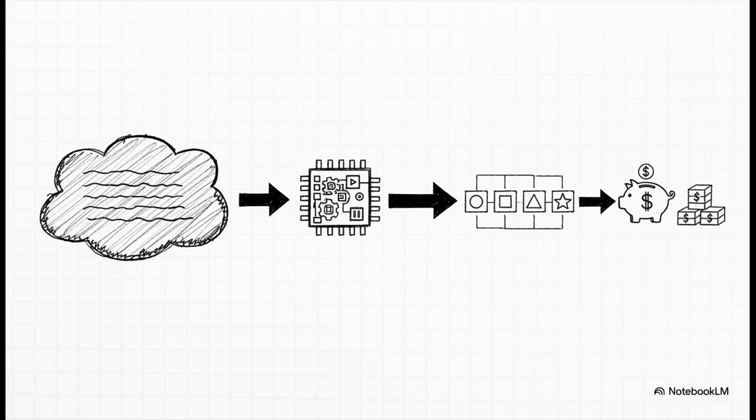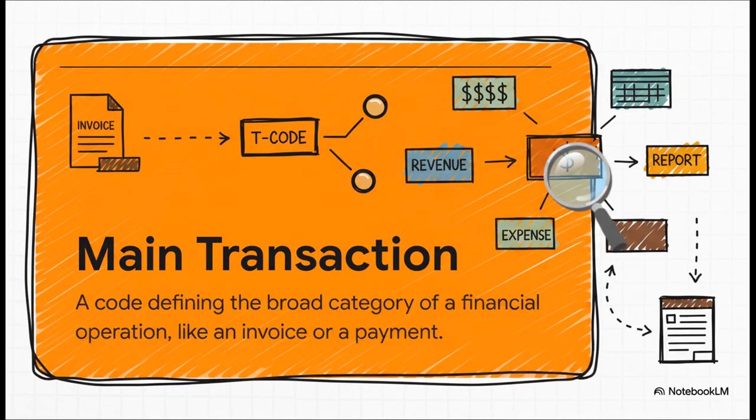The system doesn't see words like voice charges. It sees codes, a special two-part code that basically acts like a GPS for every single dollar. The first part of that code is called the main transaction. The easiest way to think about this is as the general category. It tells the system the big picture. Are we dealing with an invoice, a payment, maybe a refund? It's the what of the transaction.